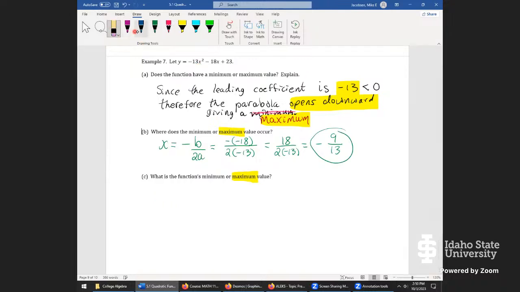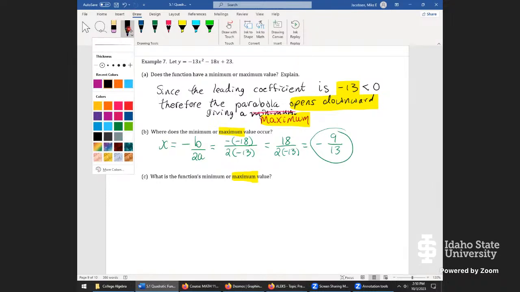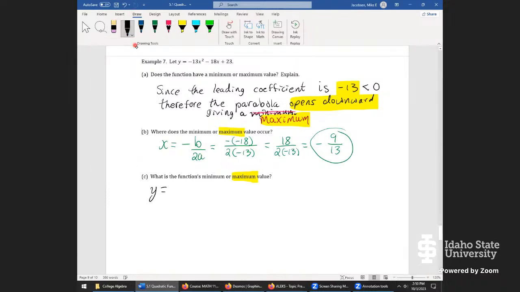Let's use maybe a slightly different color. It could go y equals negative 13. Then I'll plug in our negative 9/13 right here. We have to square it. Then minus 18 times negative 9/13.